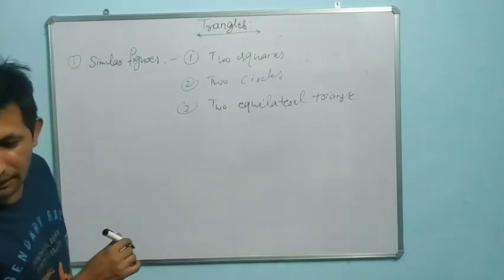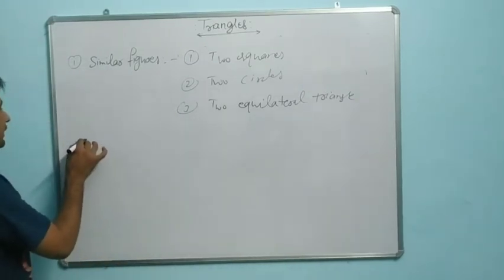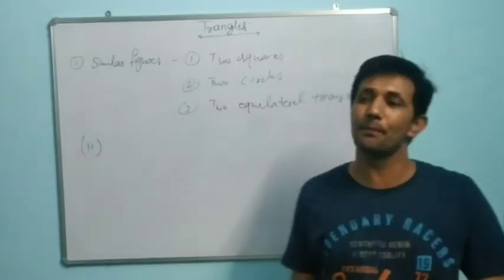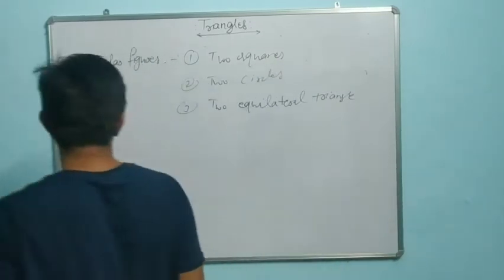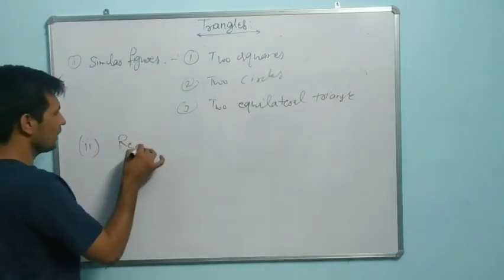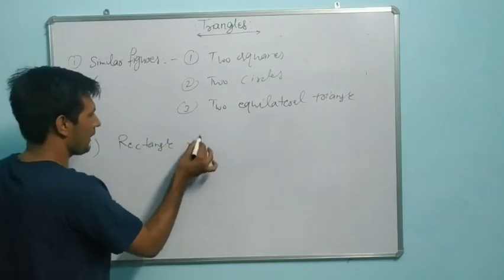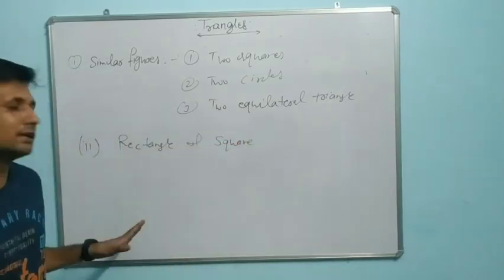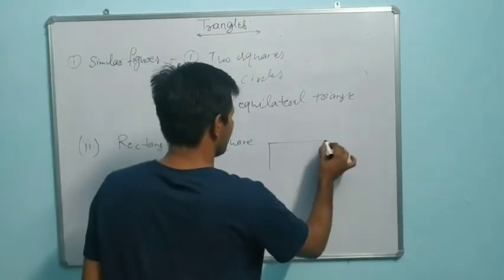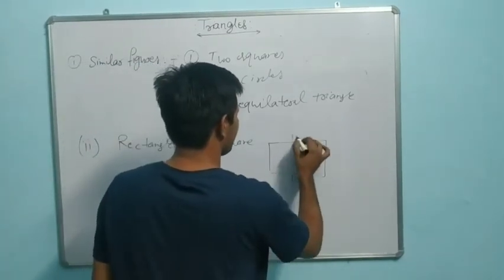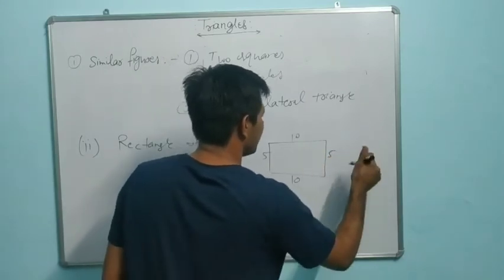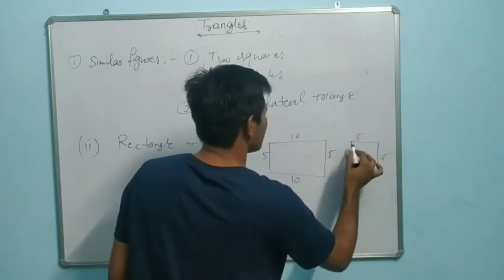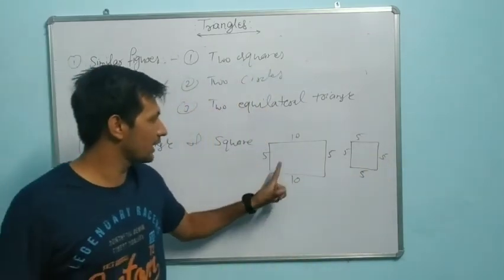Now dear, second part, non-similar figures. It means give me two examples which are non-similar. You can write very simple. Rectangle and square we can write. They both are not similar. Why? Look, it is a rectangle dear, with sides 10, 10, 5 and 5. And it is a square, suppose, and a square means sides 5, 5, 5. Yes. All angles are equal. Here also 90, 90, 90.